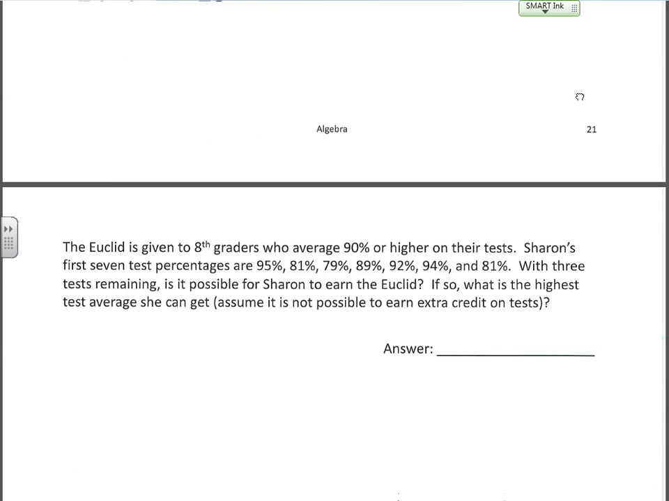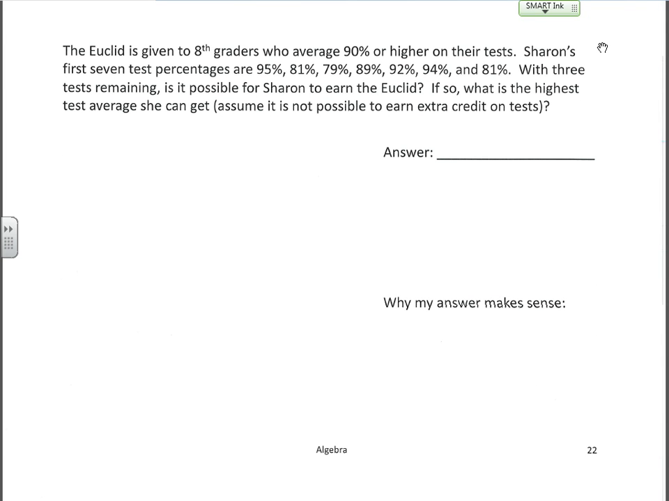The next page. The Euclid is given to 8th graders who average 90% or higher on their tests. This is an actual thing at the end of the year for 8th graders. If your test average is at least a 90%, there's also a condition with the math packets also, but you can win the math award, which is the Euclid. It's a nice plaque with your name on it and everything else.